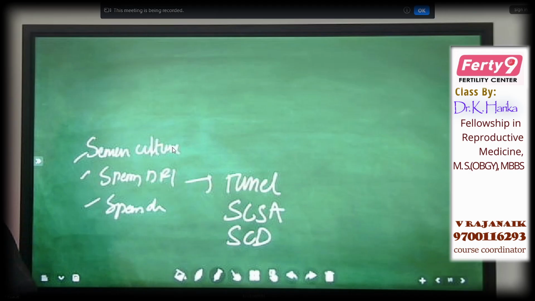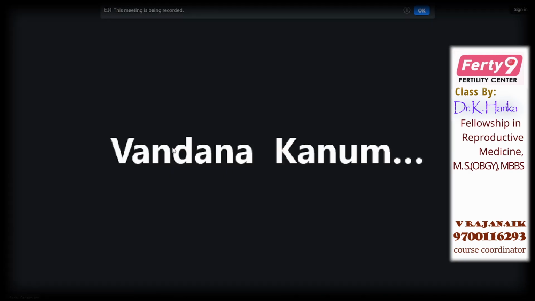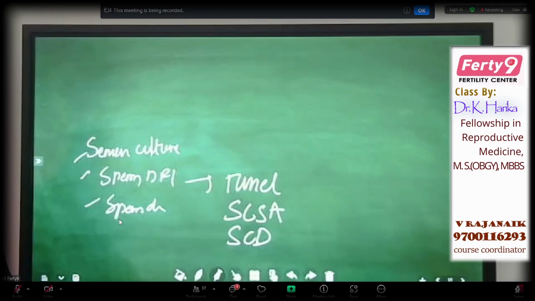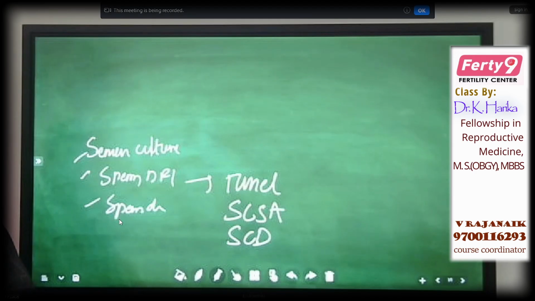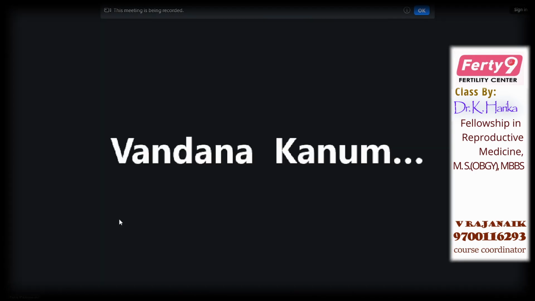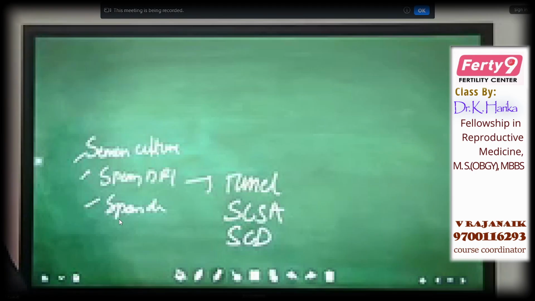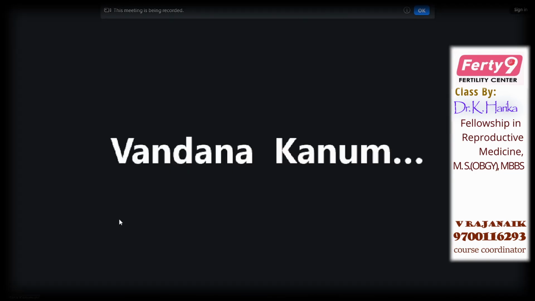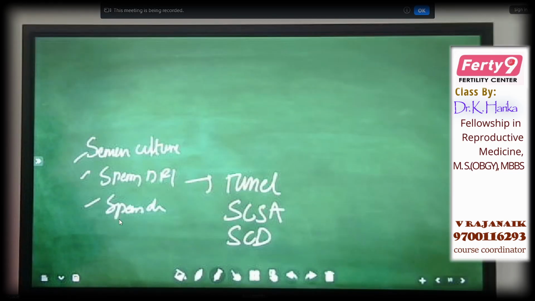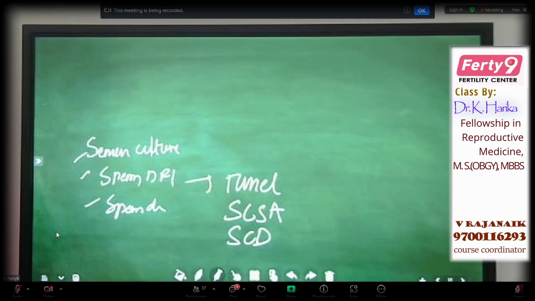If DNA damage is too high, then we have to give him antibiotics and antioxidants, and find out the cause for the high DFI, whether it is because of age, infection, or varicocele. We have to first treat the underlying pathology, then proceed with the normal treatment. Okay? Clear? So this is all regarding evaluation in male infertility. If any doubts, you can ask me.